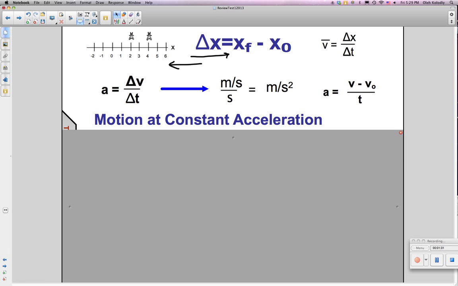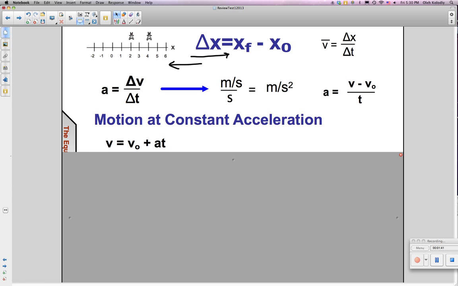We looked at the special case of constant acceleration. Something moving with constant acceleration means it's picking up the same amount of speed every time interval. And we derived 4 equations of motion. The first one is already written on the smartboard here in a slightly different format.